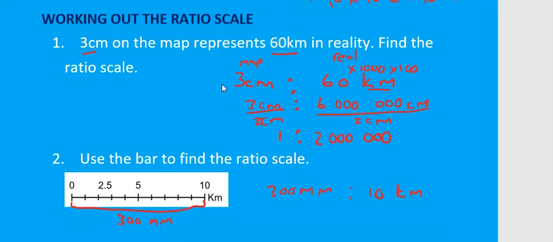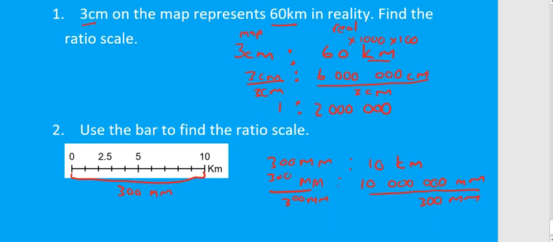All right, so let's write it out. We've got 300 millimeters represents 10 million. And of course, once we have both sides in millimeters, we can divide both sides by 300 millimeters to find our ratio scale. Of course, the left-hand side will be 1. 300 divided by 300 is 1, and the millimeters cancel out. The millimeters on this side will cancel out also.